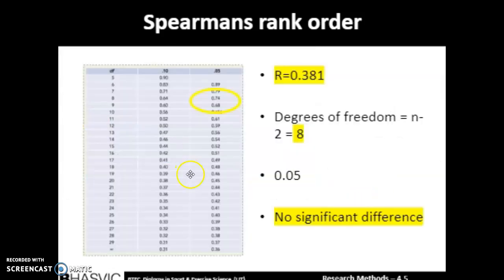Like before, we get a table which has the degrees of freedom and some other things on it, and we're looking at this 0.05 value here. So we got a score of 0.381. The degrees of freedom in this case were 8 because we had 10 participants. We have to minus 2 to calculate the degrees of freedom. We go along to the 0.05, and as you can see, we've got 0.74 there, right? 0.381 is smaller than 0.74. There is no significant difference.